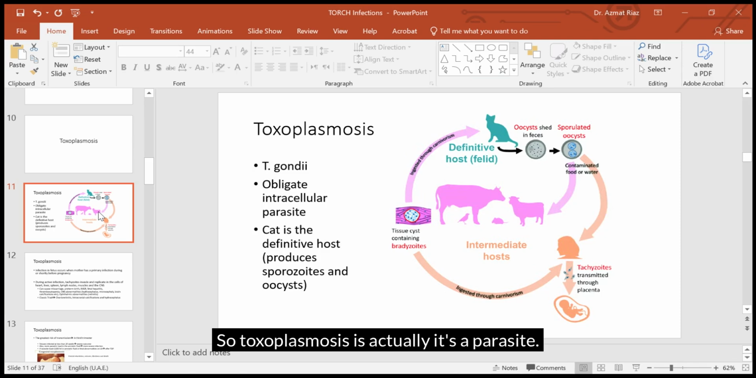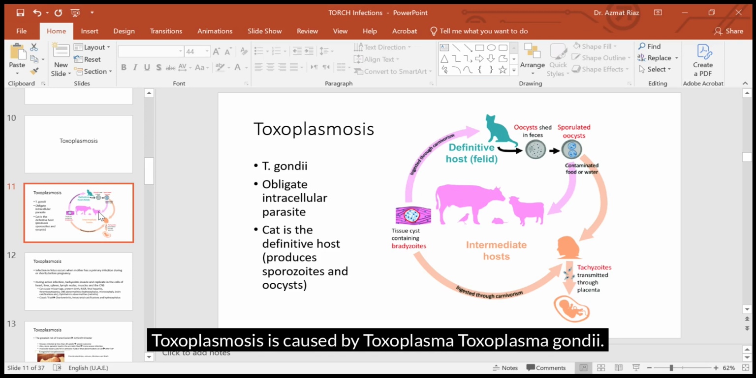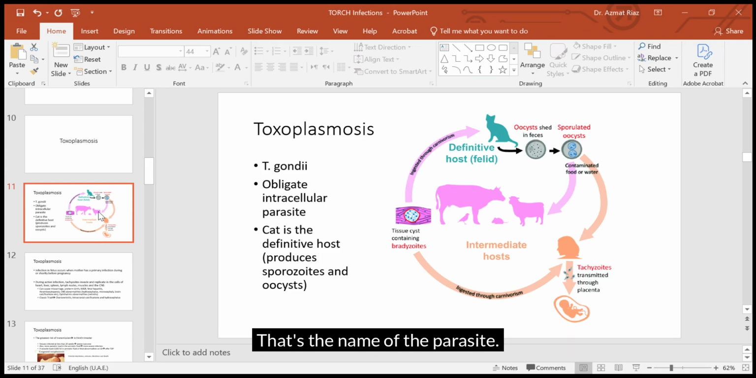So toxoplasmosis is actually a parasite. It's not a virus. It's not a bacteria. It's a parasite and it's an obligate intracellular parasite. Toxoplasmosis is caused by Toxoplasma gondii. That's the name of the parasite.